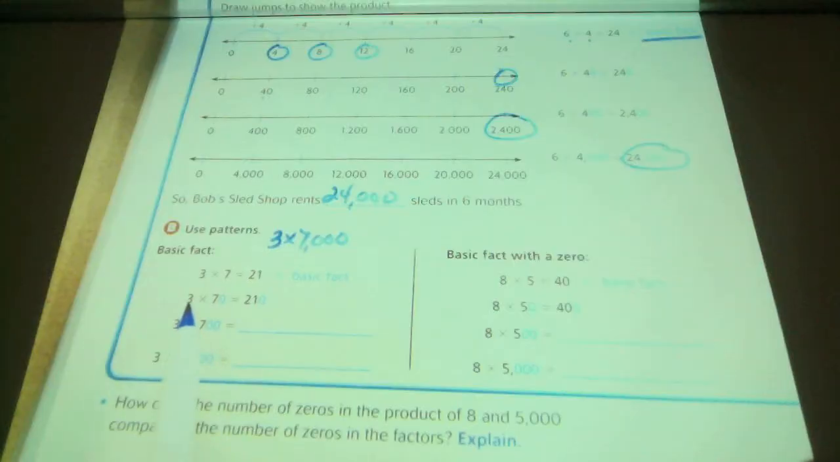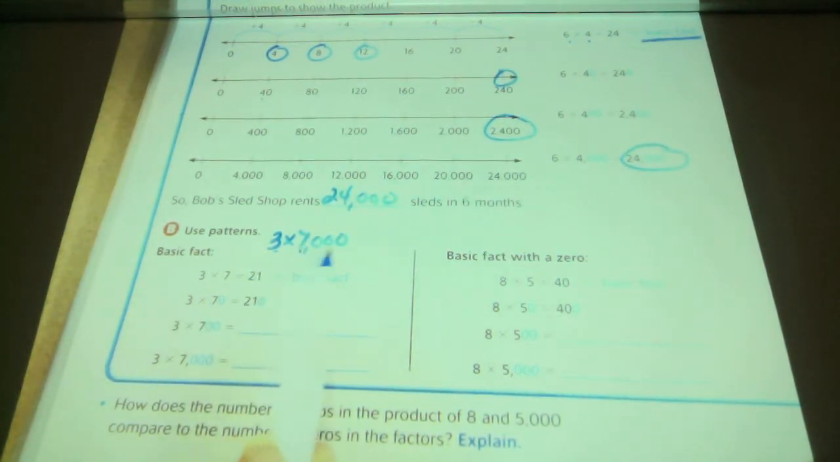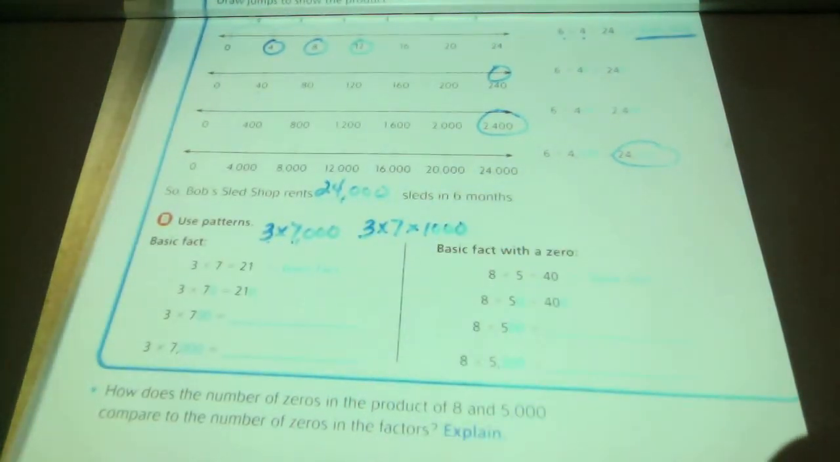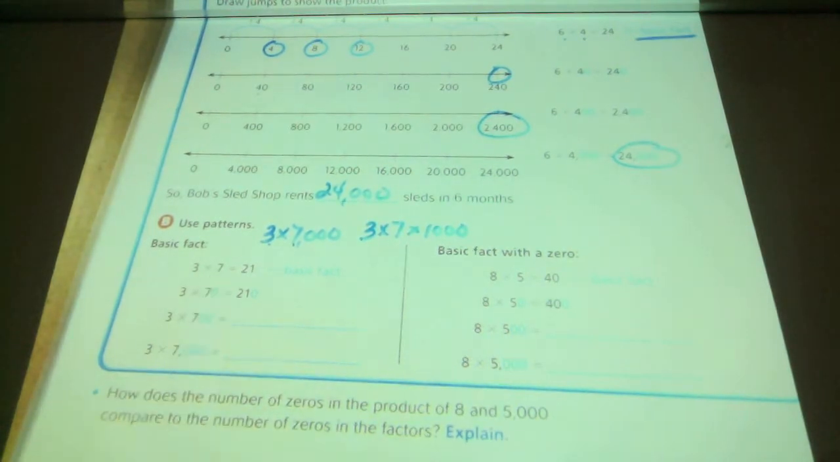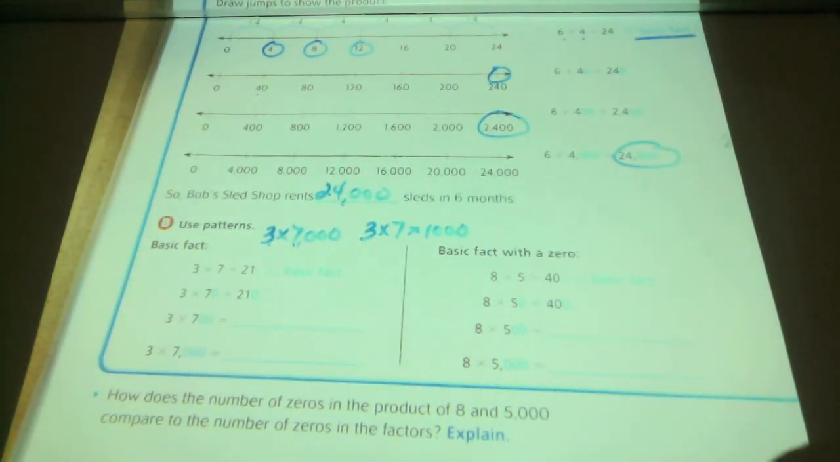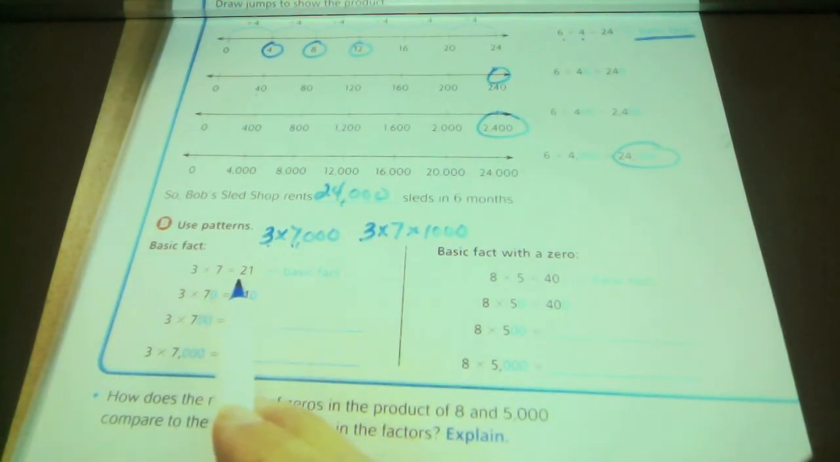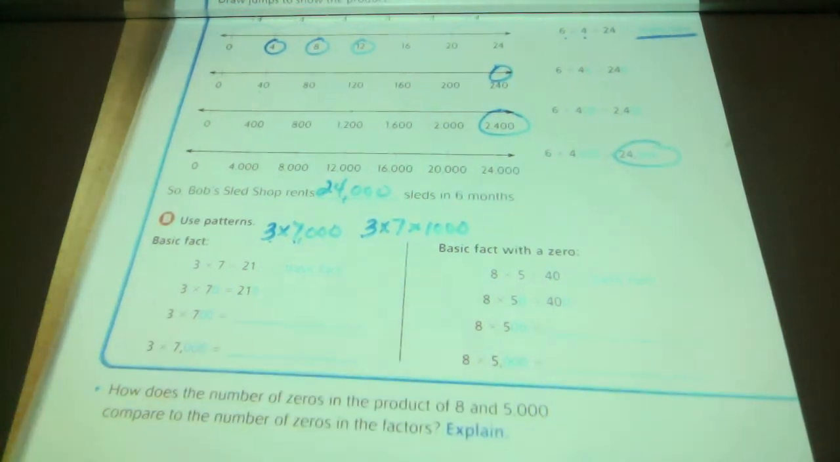Okay? So they relate in that you can use skip counting to multiply by tens if you want to. So my basic fact here is 3 times 7. Remember I told you you could do 3 times 7 times 1,000? So the basic fact is 3 times 7. What is 3 times 7? 21. So now if we want to do 3 times 70, we're basically saying 3 times 7 times 10. So 21 times 10 is 210.